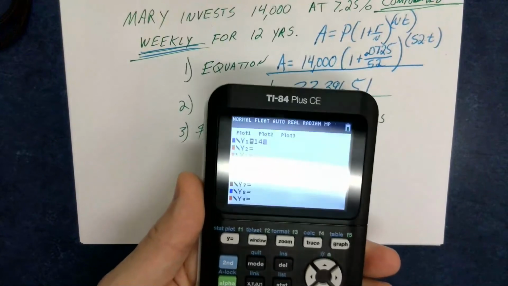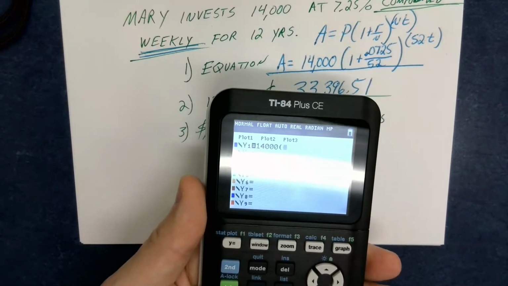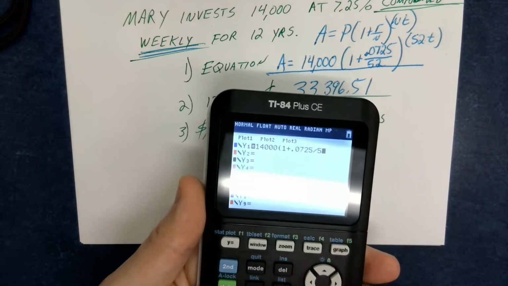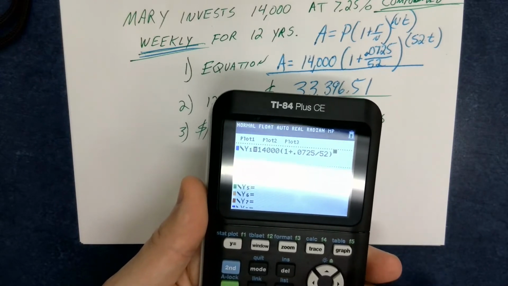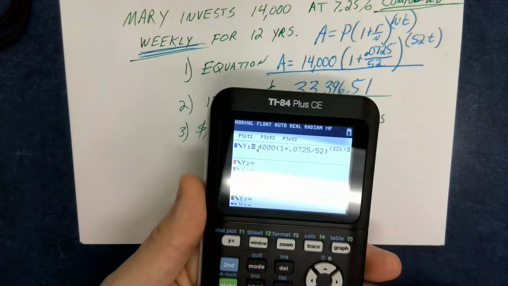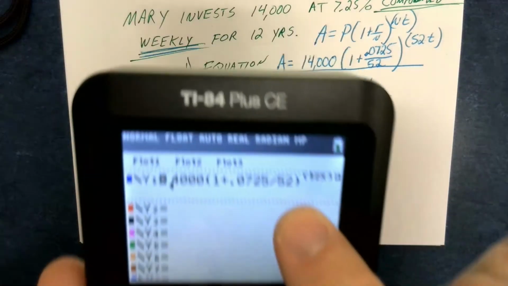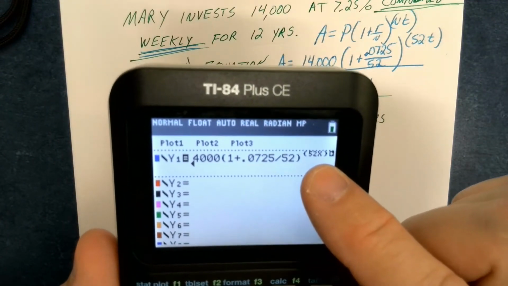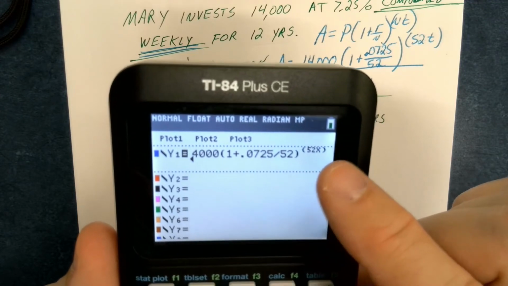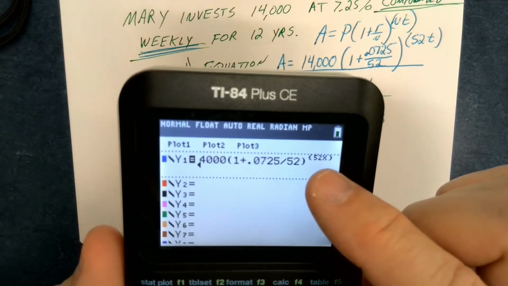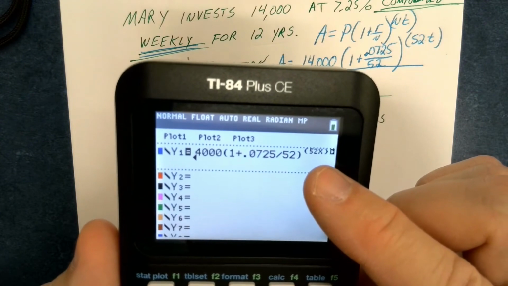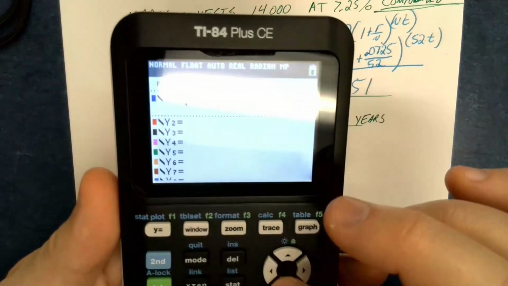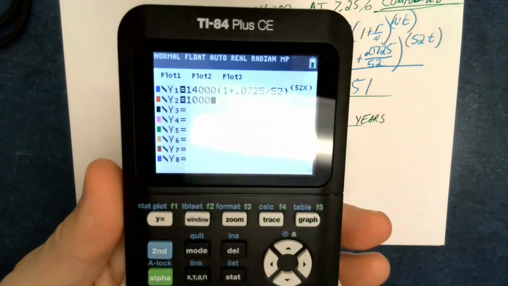So I got 14,000 parentheses 1 plus 0.0725 divided by 52 close parentheses raised to the parentheses 52x close parentheses. Here I have to use x because I don't know how many years it is. That's what we're trying to find out. Please don't retype it in with 12. You're going to get parallel lines running across your screen. It's not going to make any sense. Use x. Now in y2, I want to know when we're going to hit 100,000.